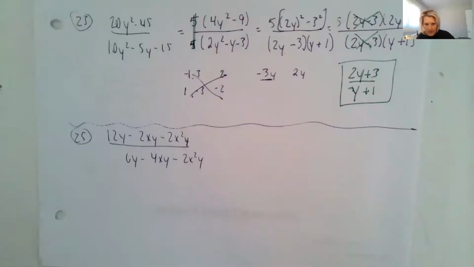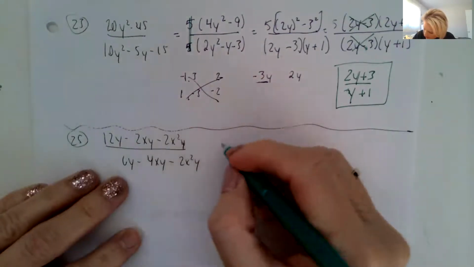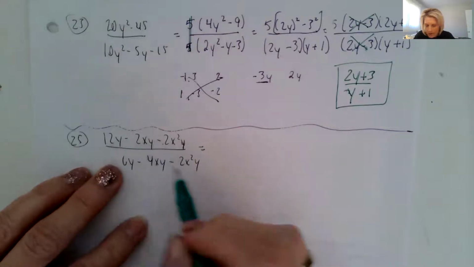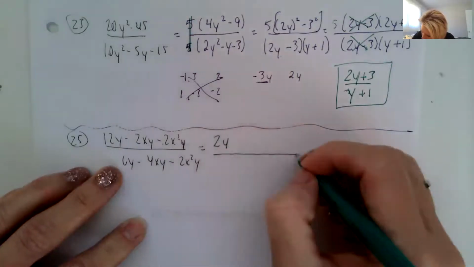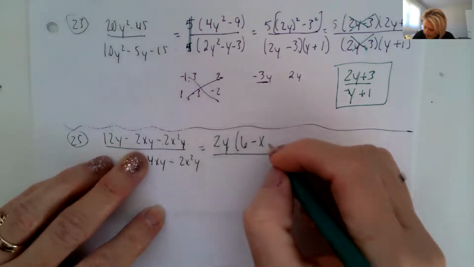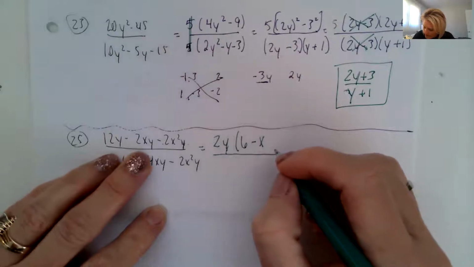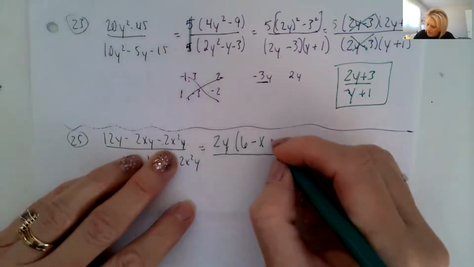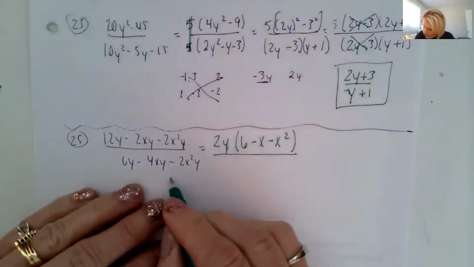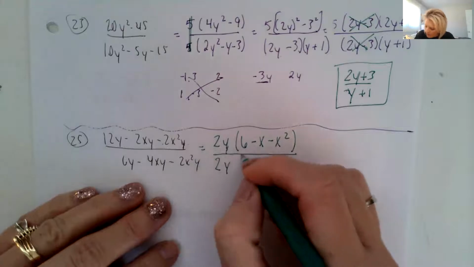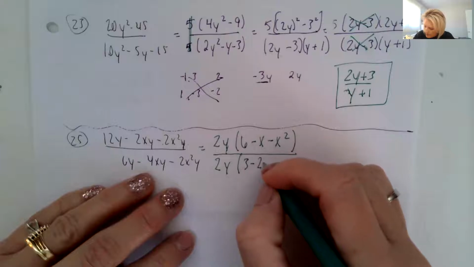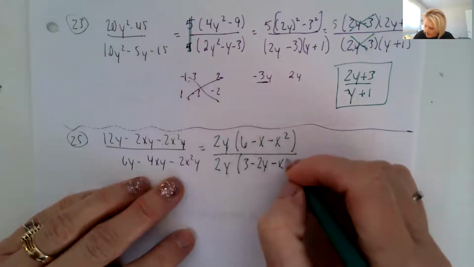Okay, the next one, let's factor out what we can from top and bottom. So it looks like the top shares a 2 and a y in each term. So let's factor out 2y. And then we have 6 minus x minus x squared left. And on bottom, we can factor out a 2 and a y as well. So that's awesome. And we have a 3 left minus 2x minus x squared.